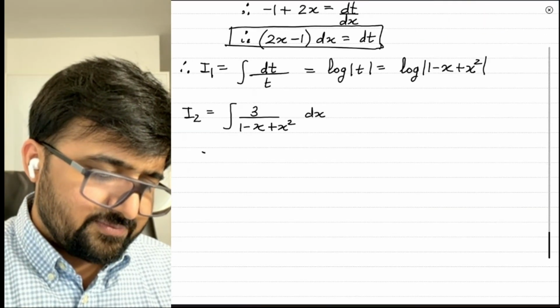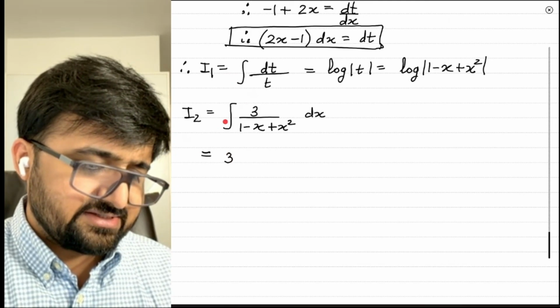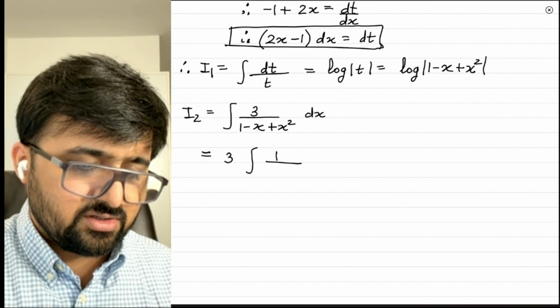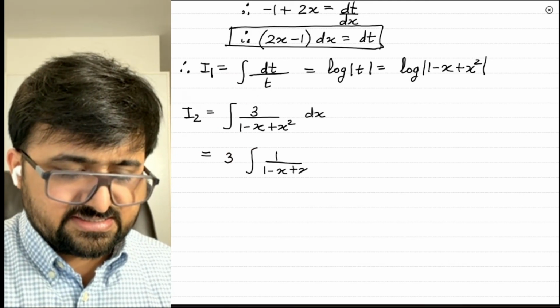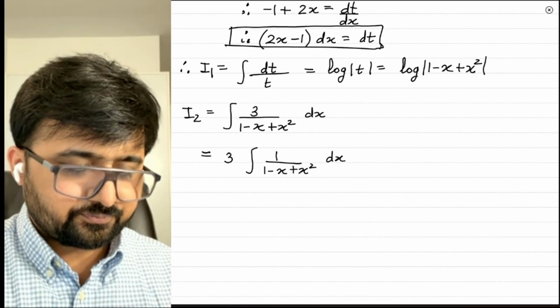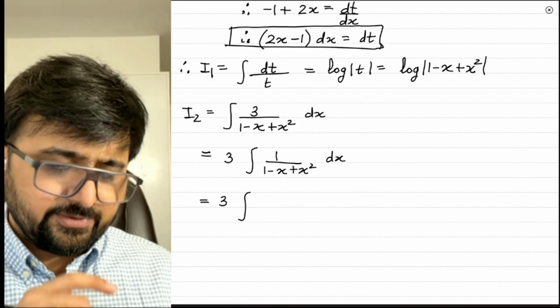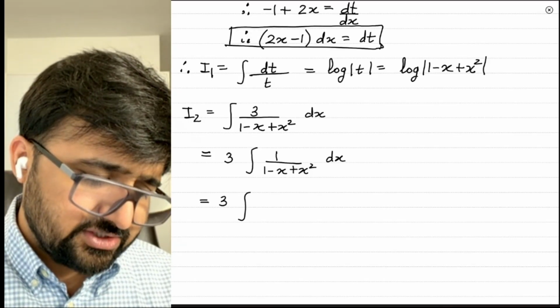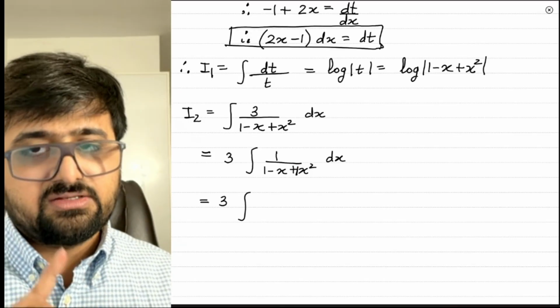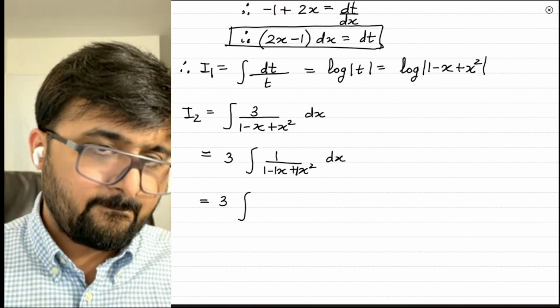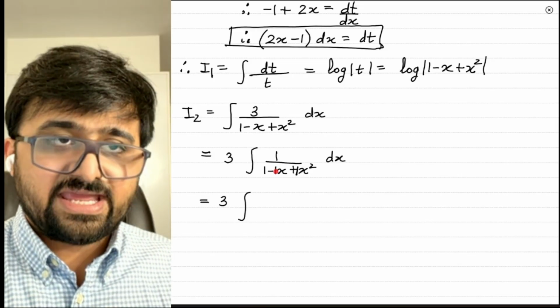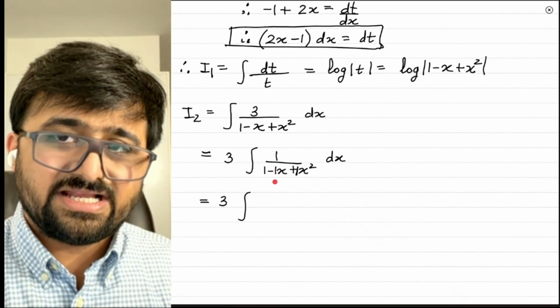So in order to do the completing square method, first take 3 out of the integration. We have 3 times the integral of 1 upon 1 minus x plus x square dx. Now, in order to do completing square, check the coefficient of x square. It should always be 1. That's the first thing you always check. Whatever the coefficient of x is, you divide that by 2 and square it.